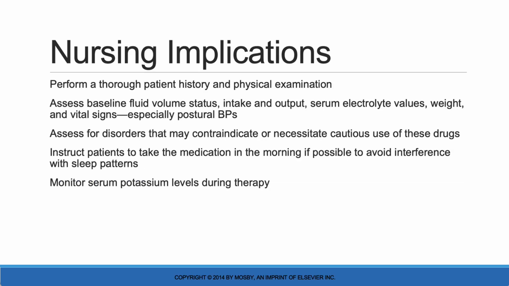So what are the nursing implications for diuretics? Well, we're always going to perform a thorough history and physical. We want to assess their baseline fluid volume, their intake and output, their lytes, right, their electrolytes. And we're going to weigh patients every day and check their vital signs, especially orthostatic vital signs. If they come in with dizziness or lightheadedness, or they came in with a fall and they've been on a diuretic, then we definitely want to check their orthostatics. We're going to look for any things that may make a contraindication to the use of diuretics.